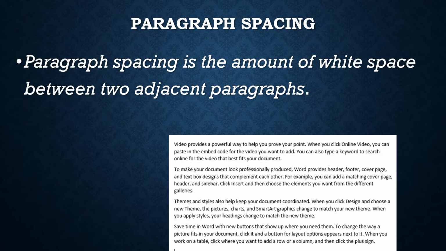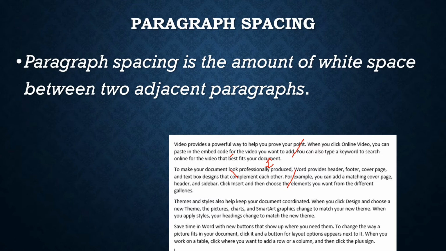See, here is one paragraph and here is another paragraph. So, in between these two paragraphs, you can see a white space, right? So, this spacing is called the paragraph spacing. The amount of white space between two adjacent paragraphs. This is the first paragraph and this is the second paragraph. Between these two paragraphs, the amount of white space. This is paragraph spacing.